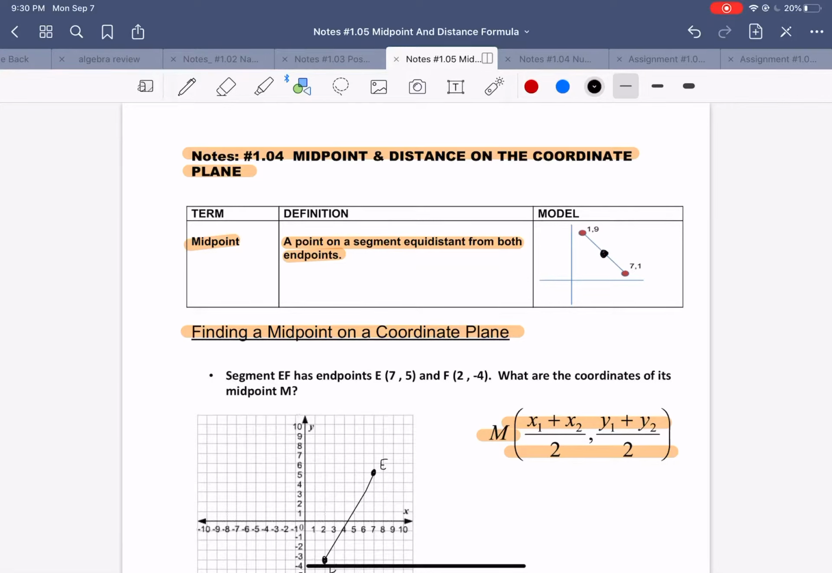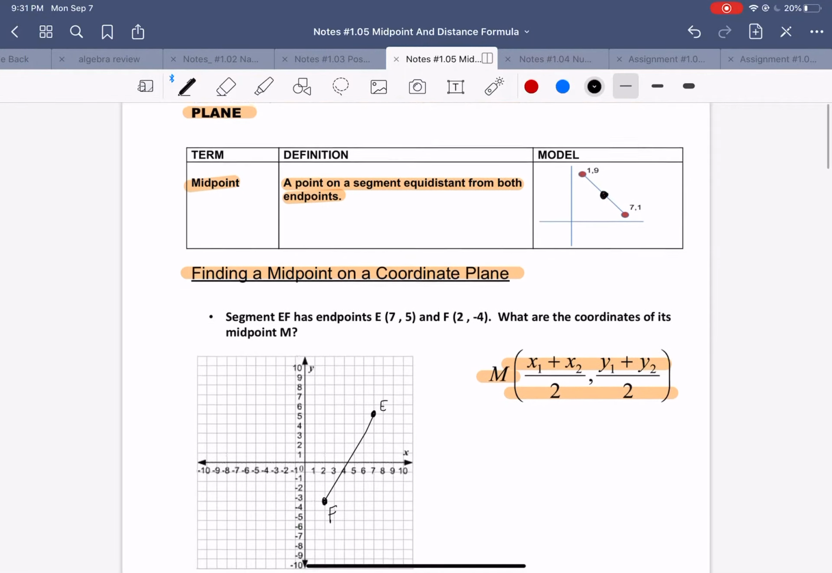All right, so let's go into this. This is 1.05. Remember on the last unit, we found the midpoint and the distance on a number line. Now we're going to find the midpoint and distance on a coordinate plane. It essentially, for midpoint, is the same thing. For distance, it will get a little more different, so just bear with me.